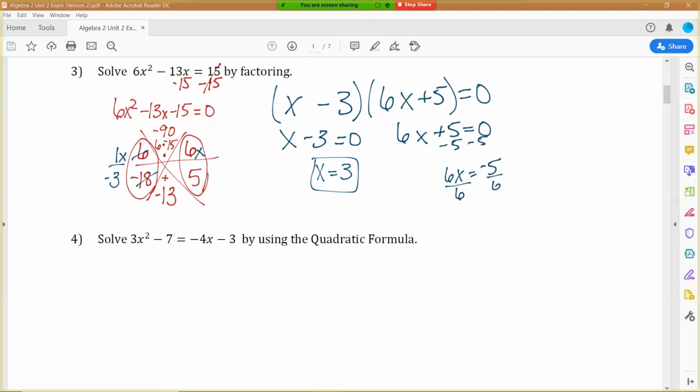Then divide both sides by 6. And x equals negative 5/6. And again, my suggestion would be to just leave it as negative 5/6. You don't have to convert it to a decimal for me. Questions on this one? So this one's definitely the harder of the first three.